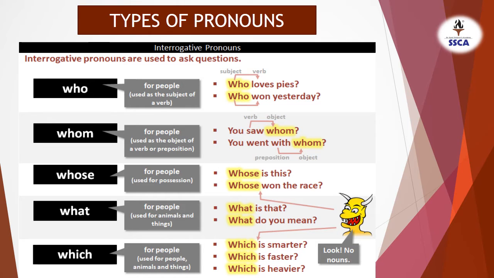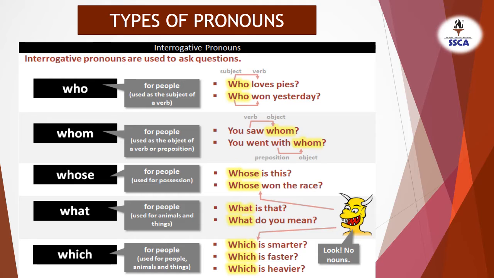Now the third one is whose, and we use whose for people as well, but it is used for possession, like whose is this and whose won the race. Here we are using whose to show the possession of people.